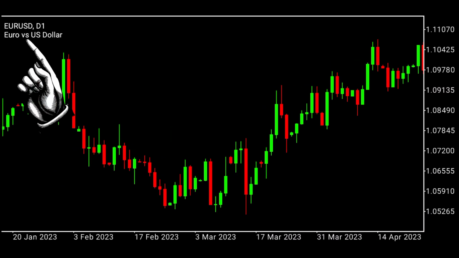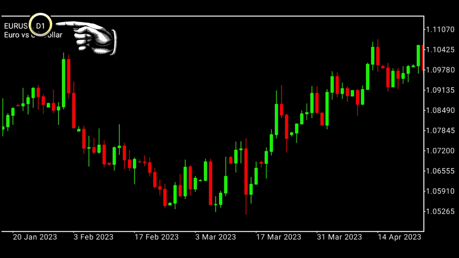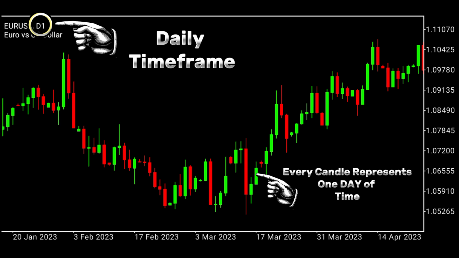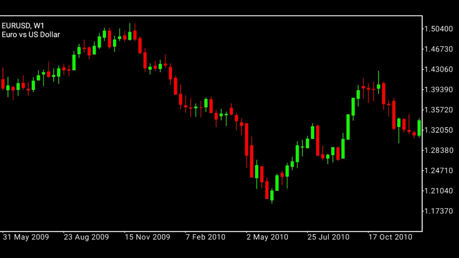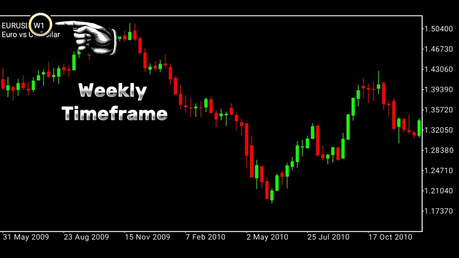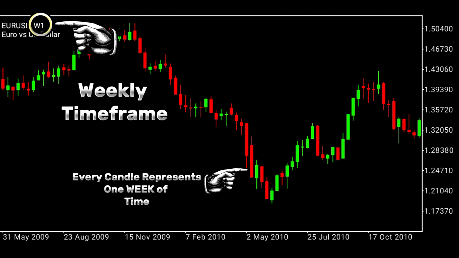This here is the asset you are looking at trading, and in this case it is a currency pair. This right here is your time frame. So right now it shows 1D, which means the daily time frame, meaning that every candlestick you see here represents 1 day of time. And if we were to switch this to the weekly time frame, it would show 1W, and then every candlestick you see on screen would represent 1 week of time.